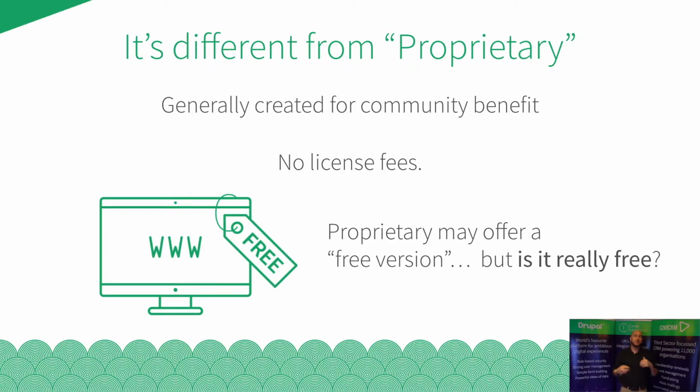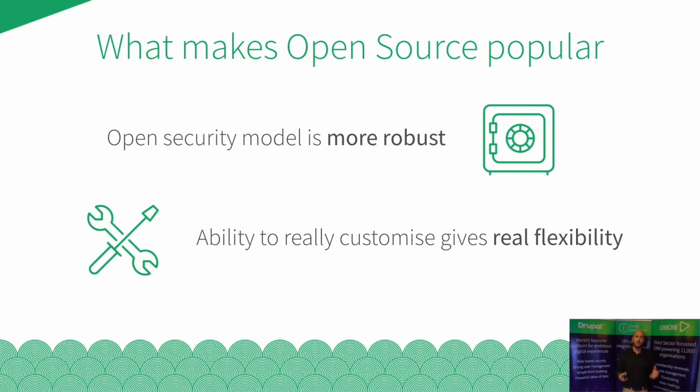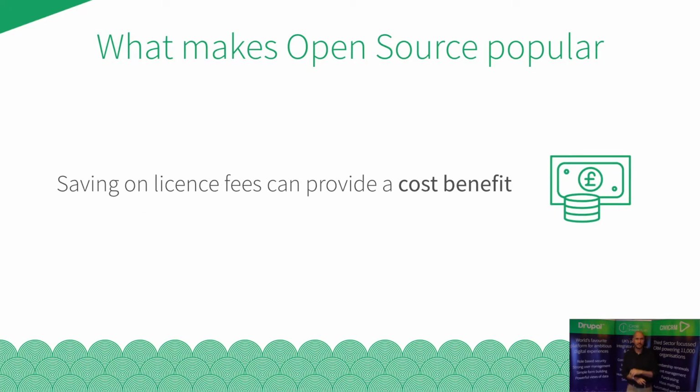And the proprietary version, you may be thinking there are a few free versions out there, but it's very important to remember, and we can't stress enough, that if something that you're using is free, you are really the product. Keep that in mind. Open source is very popular because the security model is more robust, the ability to truly customize a software and make it work the way you want it to, and also the cost benefit of license fees, that we're going to talk about in a little bit.